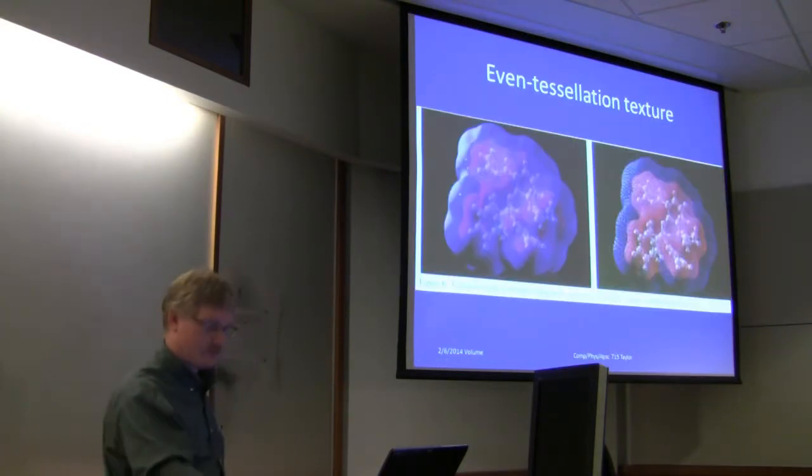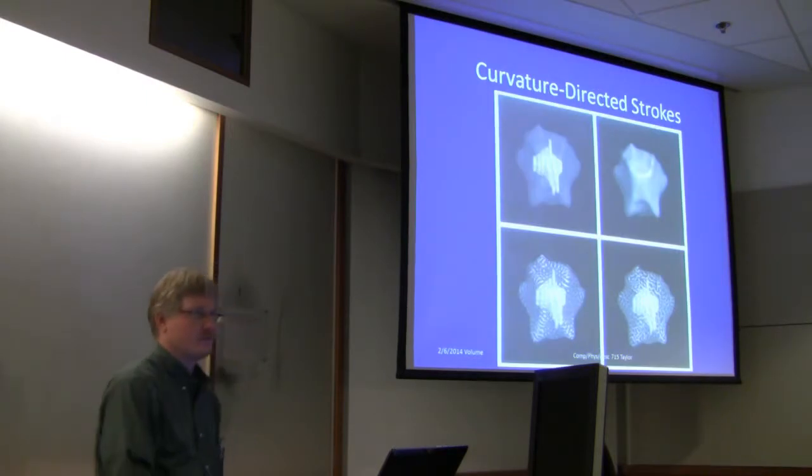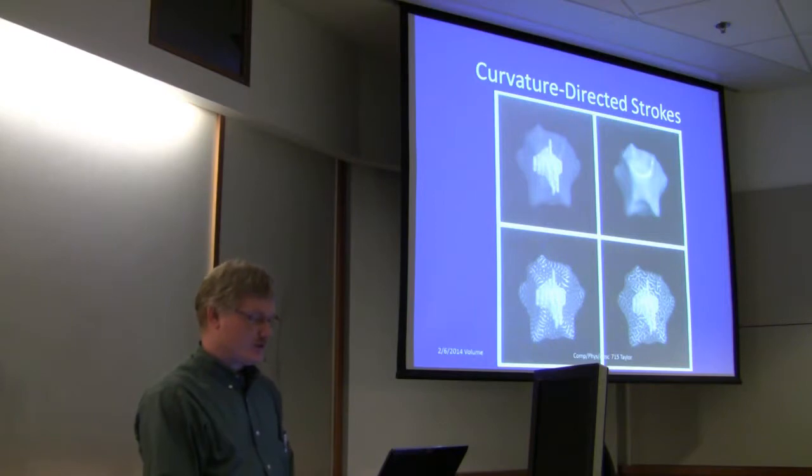How do you determine the direction of curvature? Is that like a PCA or something? So the question is, how do you determine local surface curvature?